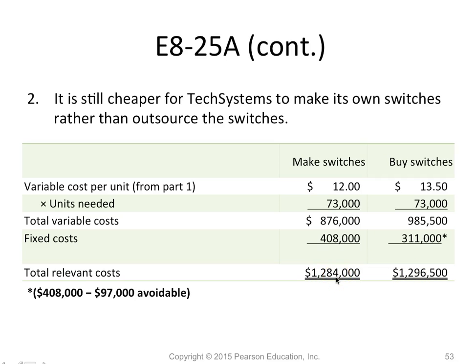So the cost will be lower to make. Even if it's a small difference, it's only less than $10,000. It's only $9,500. Is that right? No, it's even less than that. $7,500 less to make that. Because making is less expensive, we're still going to make. So here it's still cheaper for the company to make its own switches rather than to outsource the switches.